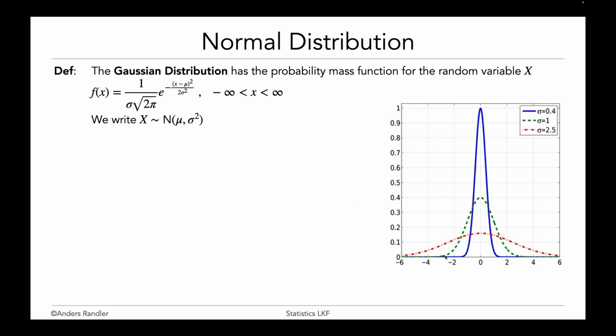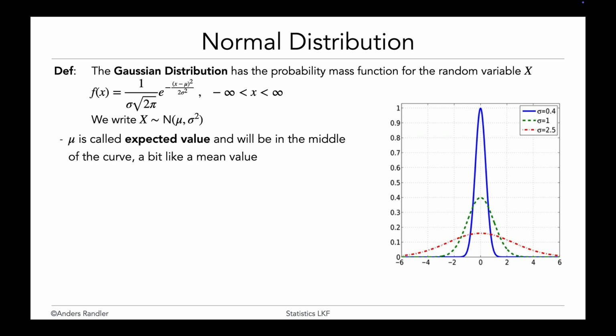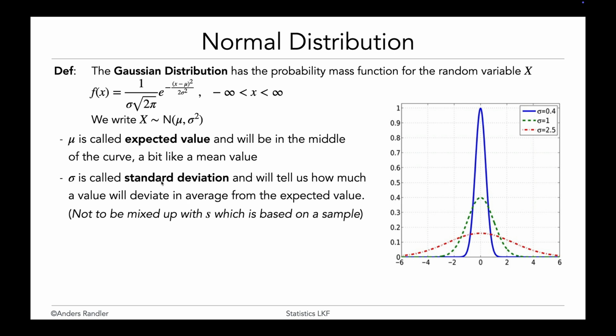And in this image, you can see how that looks depending on what kind of sigma you have. So if the variance is smaller, you get a tighter curve. And as the variance rises, you get a more flat curve. Why is it flatter? Well, the area below the curve has to be 1, as always. So mu is called the expected value and will always be in the middle, some kind of symmetry line. And sigma is called the standard deviation.